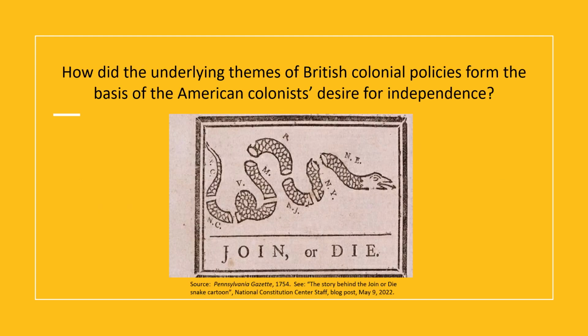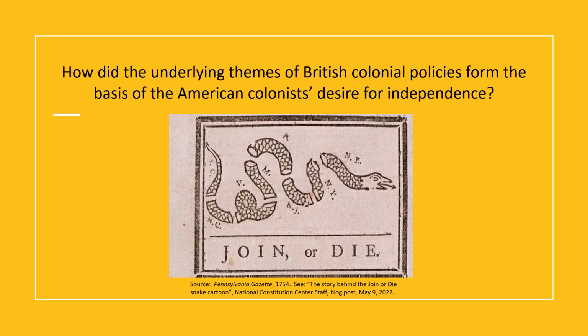So we're going to be focusing our attention today on this image that was first published in a newspaper in 1754, specifically in the Pennsylvania Gazette. Take a look at the image, and there are three elements of this image that I would like you to focus on. After we have focused on those three elements, we will also give our attention to why these three elements fit together, how they fit together, and why they are important to help us understand how they connect to the American colonists' desire for independence.